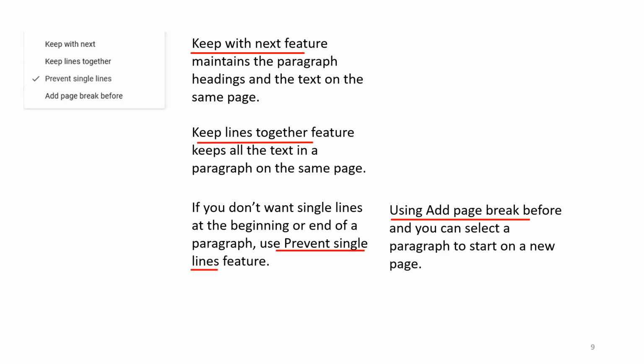Keep with Next feature maintains the paragraph headings and the text on the same page. Keep Lines Together feature keeps all the text in a paragraph on the same page. If you don't want single lines at the beginning or end of a paragraph, use the Prevent Single Lines feature. Using Add Page Break Before, you can select a paragraph to start on a new page.